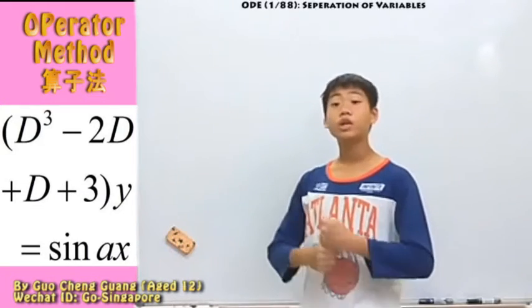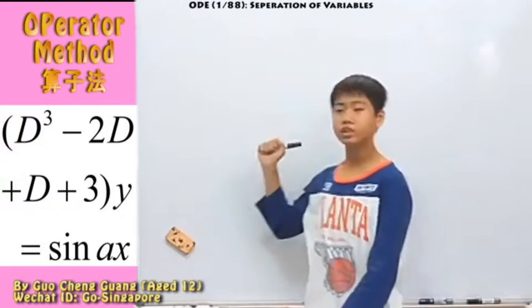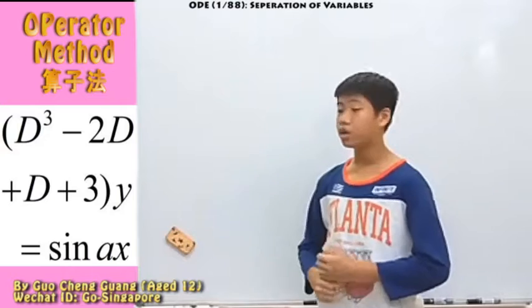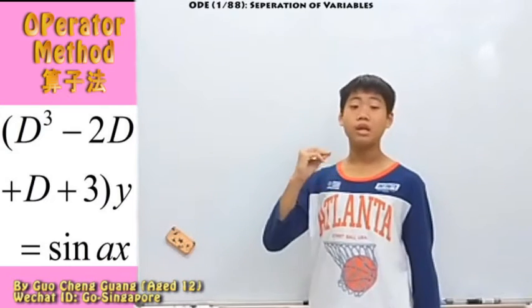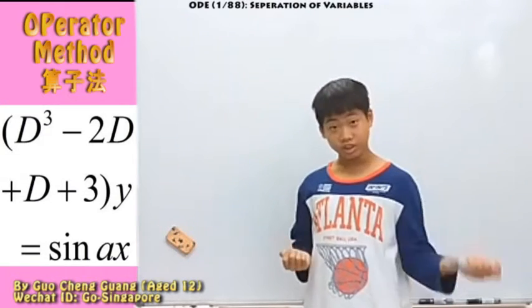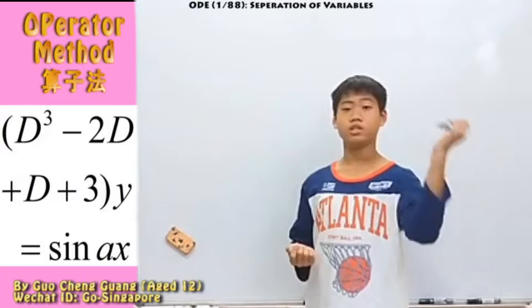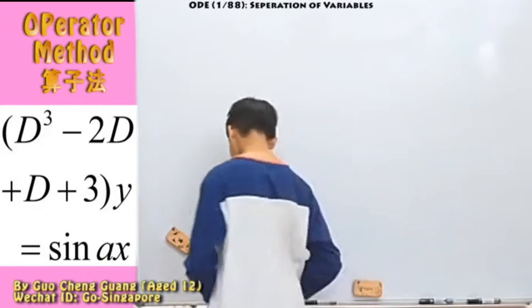Well, in this part of ordinary differential equations, I'm going to show you something special using the operators method. So first of all, in this case we're dealing with sines and cosines. And if you have learned your differentiation properly, sine differentiates to a cosine, cosine differentiates to a negative sine.